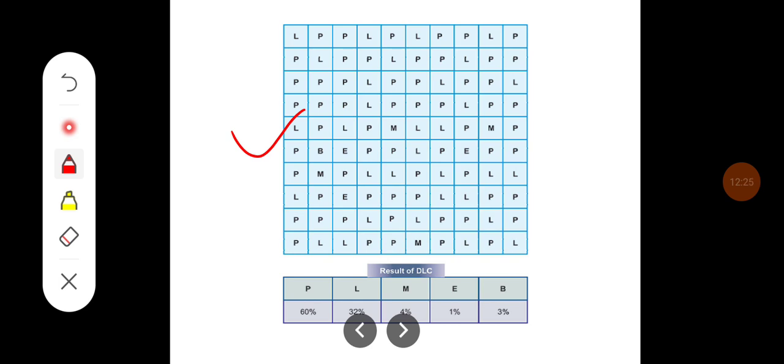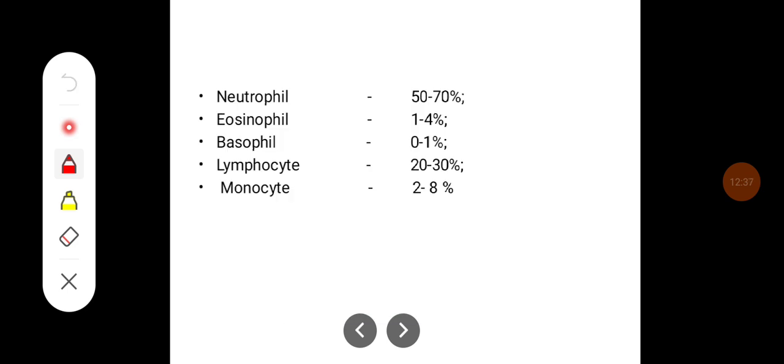Okay. So then you count how many neutrophils, how many lymphocytes, how many monocytes, how many eosinophils or basophils, depending on their features and characters. So normally 50 to 70% of the cells or WBCs are neutrophils, 1 to 4% are eosinophils, 0 to 1% is basophil, 20 to 30% are lymphocytes, 2 to 8% are monocytes.